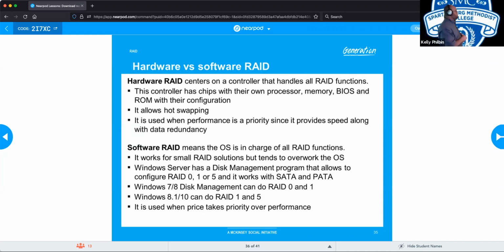Then you have software RAID. More recent iterations of Microsoft have RAID controllers already built into them. They unfortunately tend to overwork the operating system because the operating system has to determine which drives you need to write the stuff to, as well as where to go to collect this particular information.